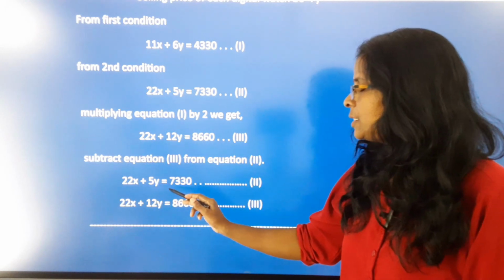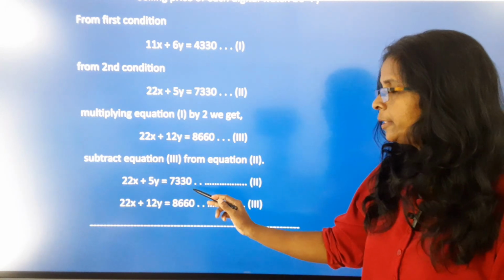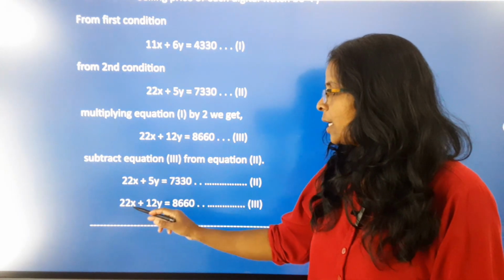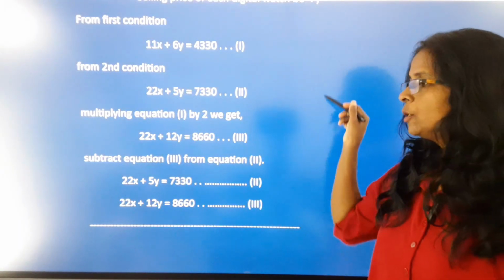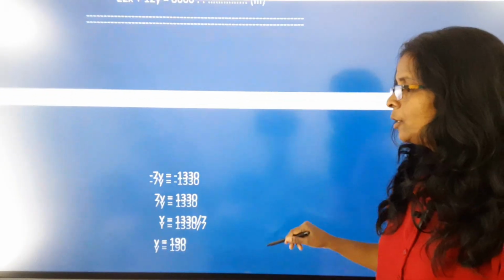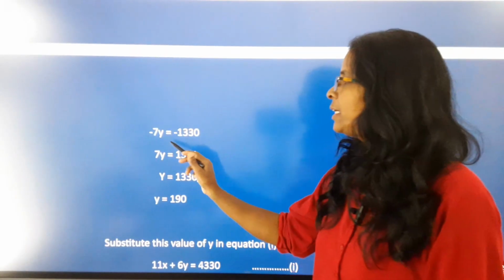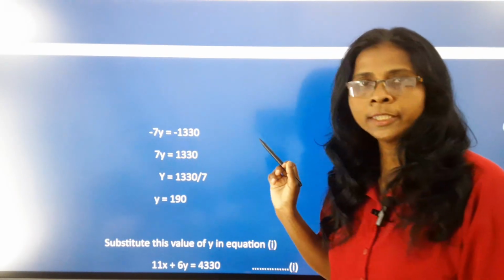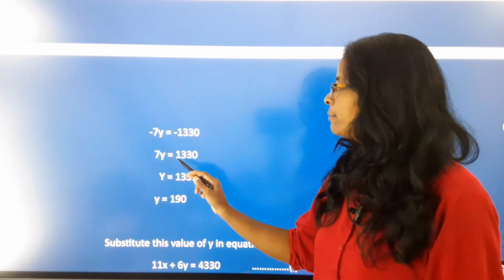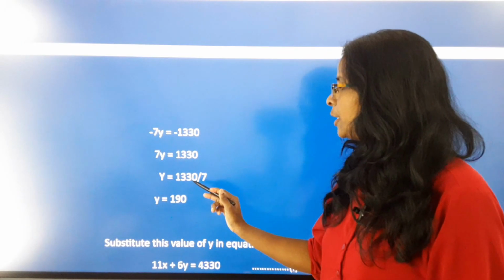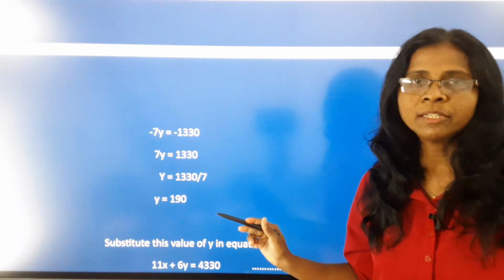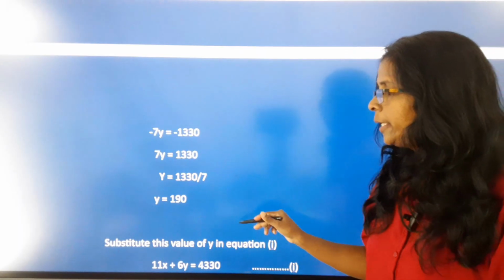22x plus 5y is equal to 7,330 minus 22x plus 12y is equal to 8,660. So here the subtraction will be minus 7y is equal to minus 1,330. So 7y is equal to 1,330. So y is equal to 1,330 upon 7. So y is equal to 190.